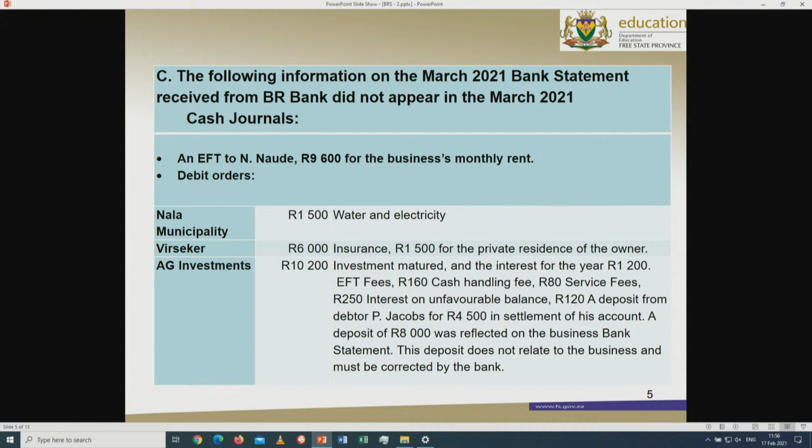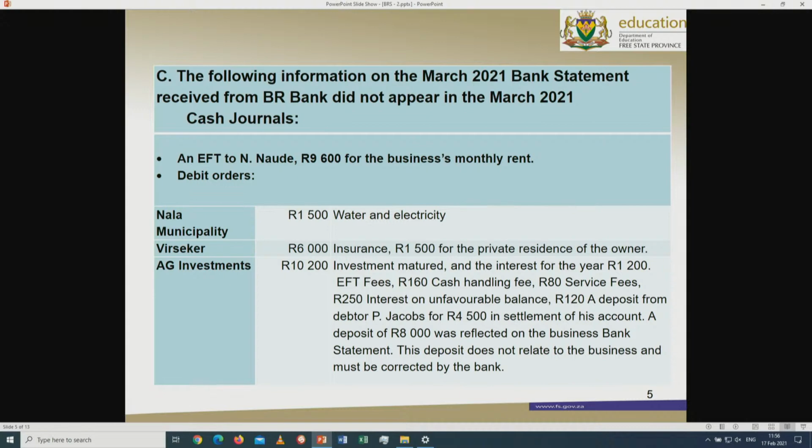The first one, an EFT to Nala Municipality for 9,600 for the business monthly rent. This time we are not receiving the rent, we are paying the rent. So it's a rent expense. Remember, in terms of rent, we have a rent that is an expense to the business. We also have a rent that is an income to the business. Rent income will be recorded in the cash receipt journal. Rent expense will be recorded in the cash payment journal.